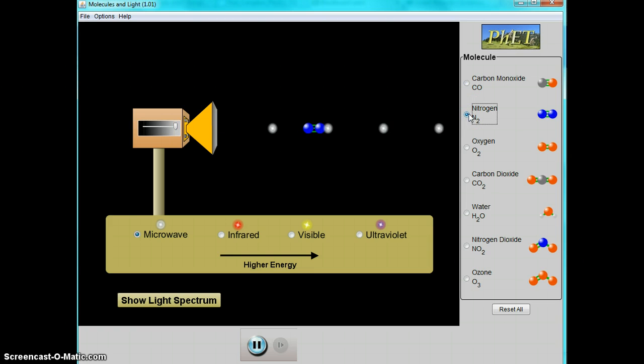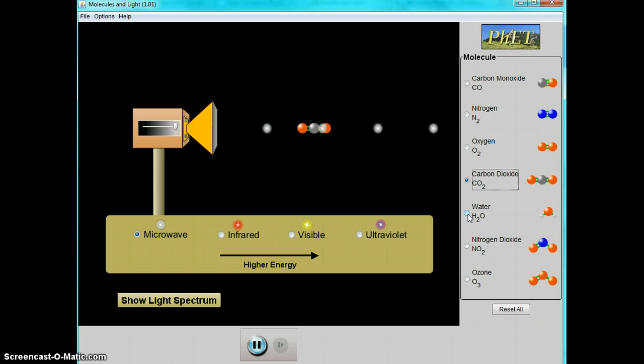Here we have nitrogen. See how microwaves just pass right through it? This substance is translucent to this light. And we'll move to oxygen. And it goes straight through. Carbon dioxide we will look at next. It goes straight through.